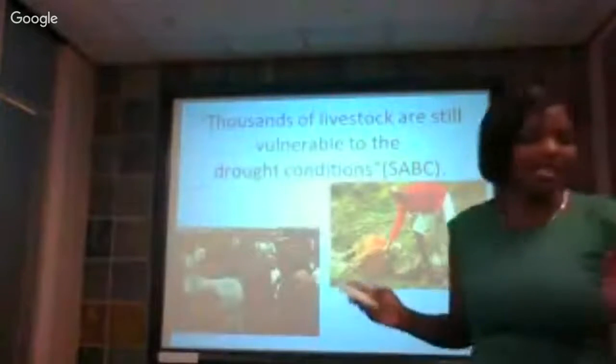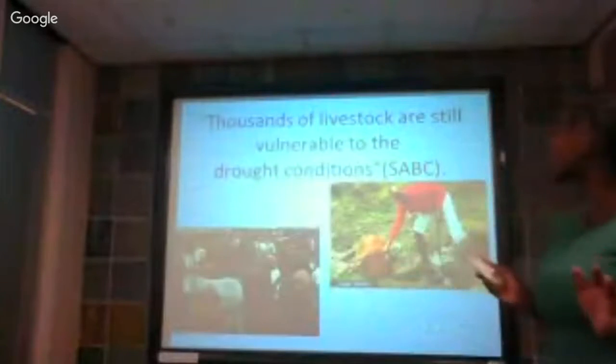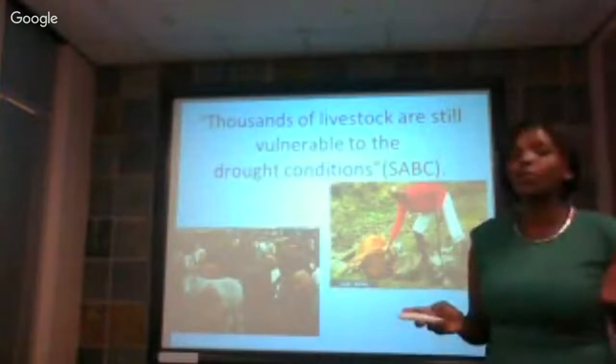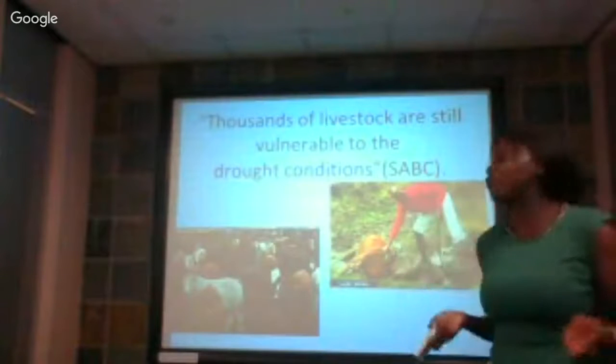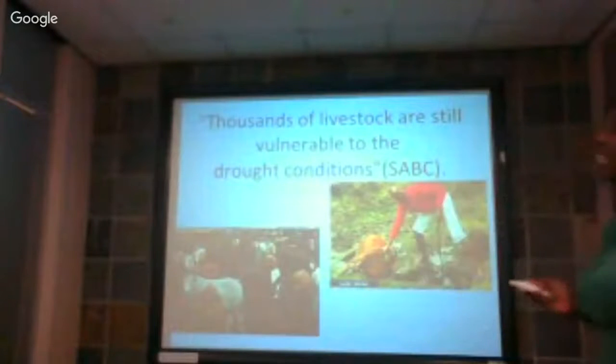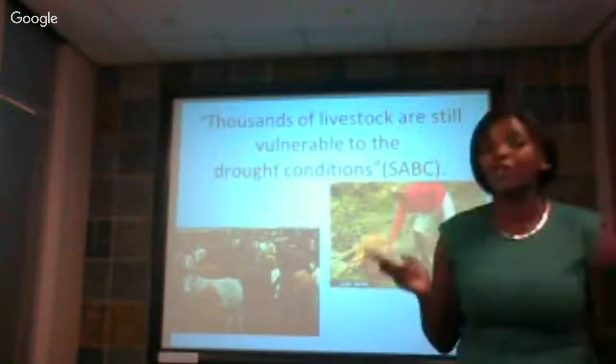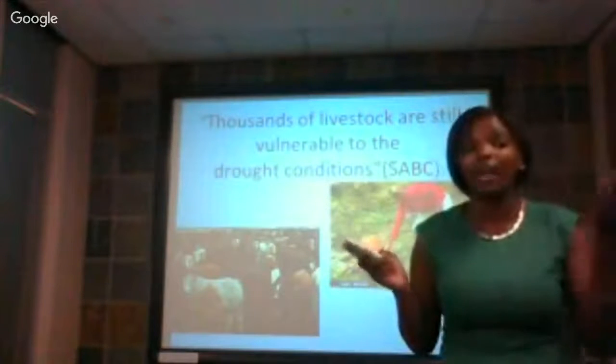As you can see, this was reported by SABC News: thousands of livestock are still vulnerable due to drought conditions in South Africa. This picture was taken in the Eastern Cape, and things are very bad when we look at the situation of droughts. These are all the impacts of climate change.